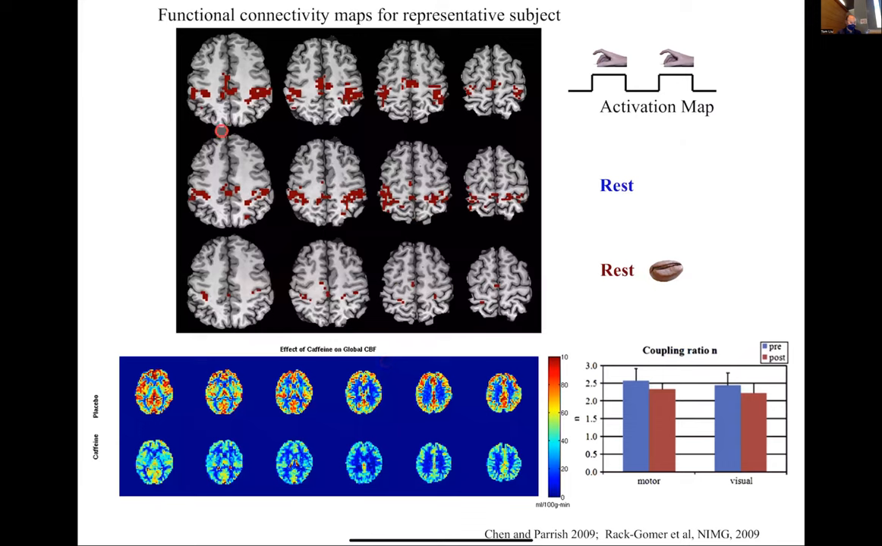This is a cute study one of our students did, where this is the correlation map at rest. And then when the student gave the person caffeine, it got rid of these activation maps. Okay, so it turned out that caffeine can have a pretty big effect on how the brain works. And this is one effect that they saw. It also decreases your blood flow by quite a bit. So this is the blood flow before caffeine and after caffeine, okay.